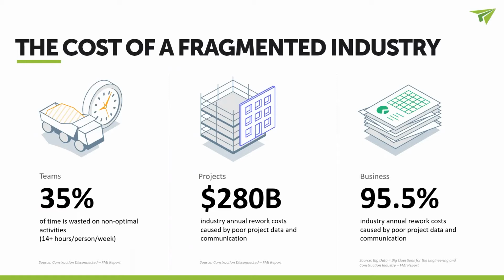As you can see, 35% of time is being spent on non-optimal activities. So at the project level, the disconnect between the office and the field accounts for massive and unavoidable rework costs, like $280 billion there. Then there are the consequences at the business level as well. Things like unused data and poorly communicated project changes account for almost 96% of this massive dent in a company's overall profitability.